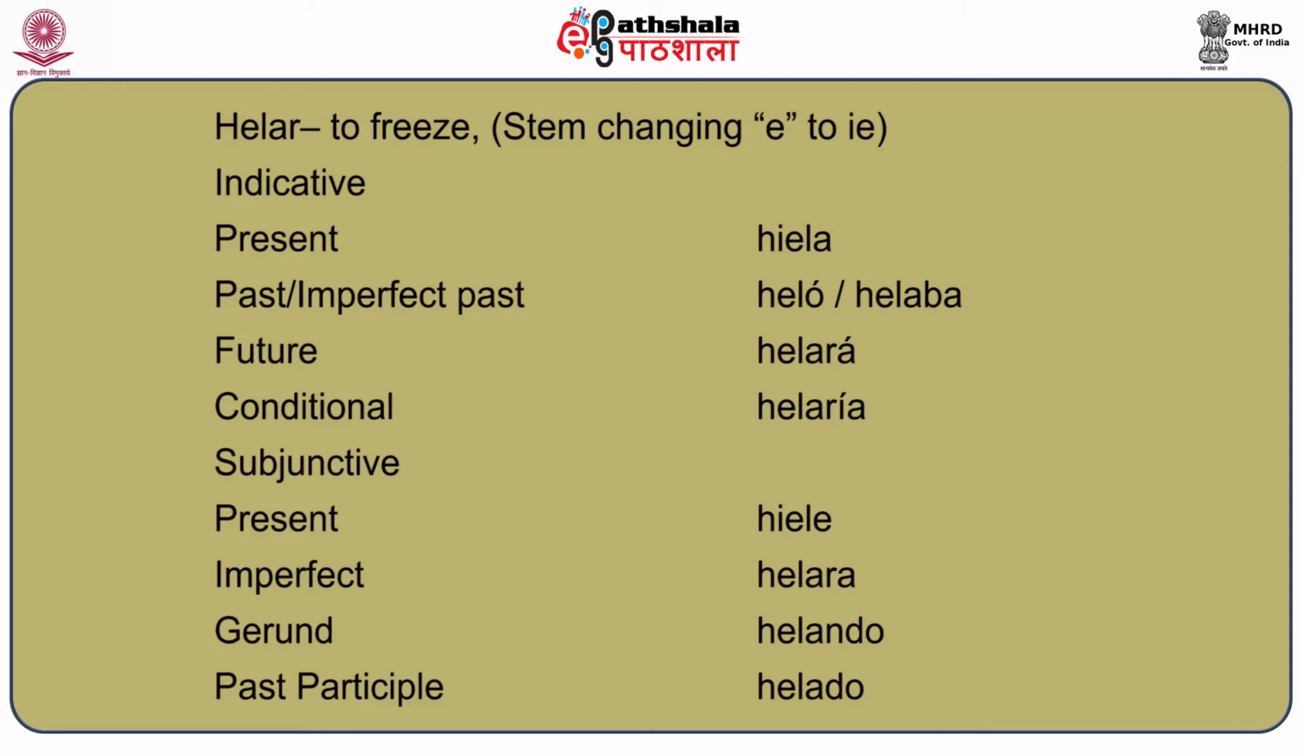Conditional is helaría. Now let us see the subjunctive forms for the verb helar. Present subjunctive is hiele. The imperfect subjunctive is helara. Gerund form is helando and the past participle is helado.